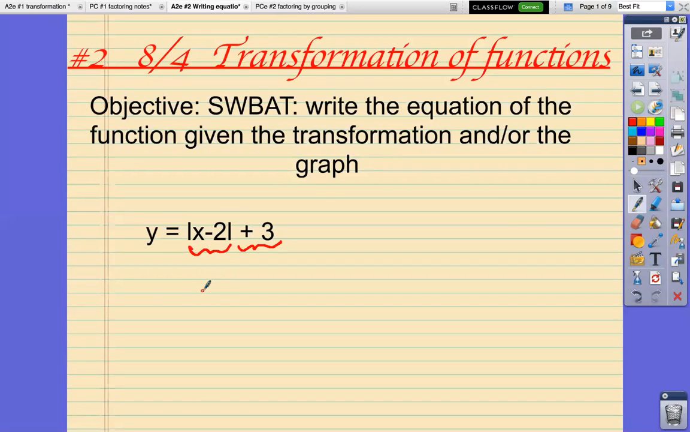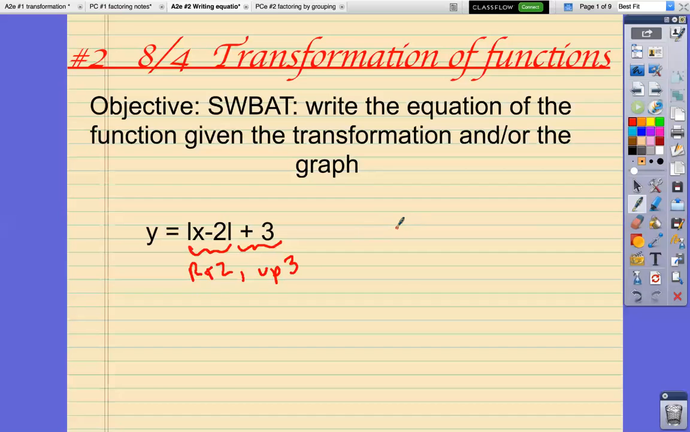Anyone? The first section, it's moving right 2, and then the 3 moves it up 3. Up 3, perfect. So just a recap, whatever's happening to x, it's always going to be the opposite.